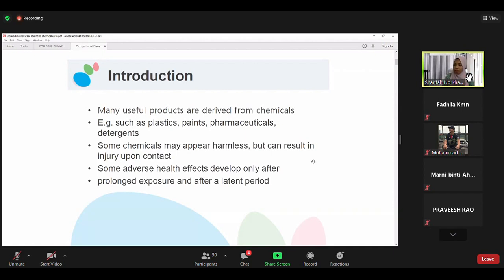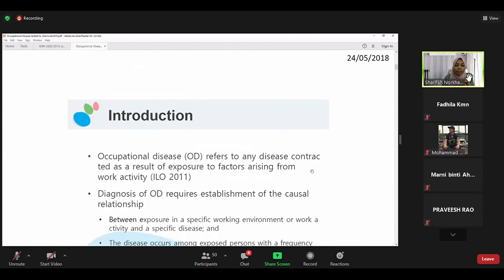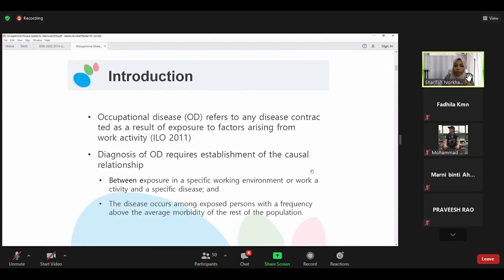So every day we are dealing with lots of chemicals. Some of the chemicals are good to us, and some chemicals, if you are using too much or in high concentrations, will affect your health. Then for occupational disease, we have the definition. The definition of occupational disease is any disease contracted as a result of exposure to factors from work activities.